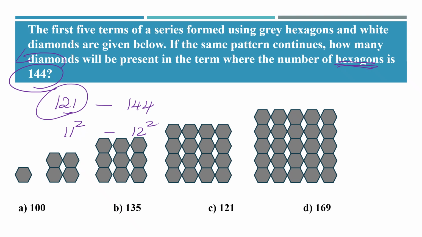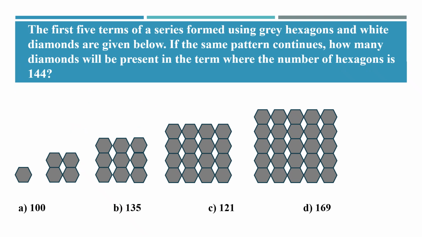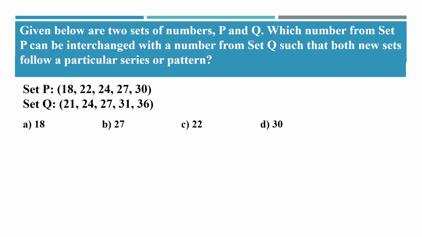if the pattern continues. So I go with option C, 121 diamonds. The question is how many diamonds will be present in the term where the number of hexagons is 144. That would be 121. Moving to the next question.